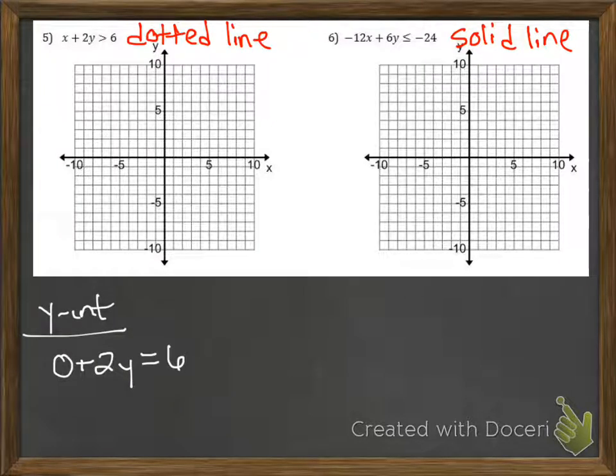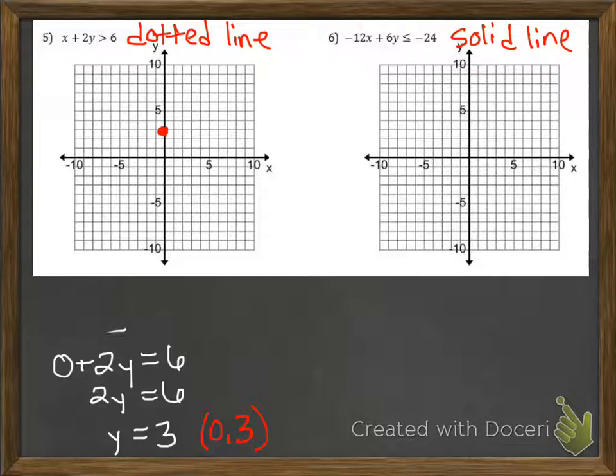Let's start with graphing number 5. I'm going to find the x-intercept and the y-intercept for that inequality. I'm going to start by finding the y-intercept, which means I'm going to plug in 0 for x. Then I'm going to solve for y, and that gives me y is equal to 3. That gives me one of the points that I can put on my graph.